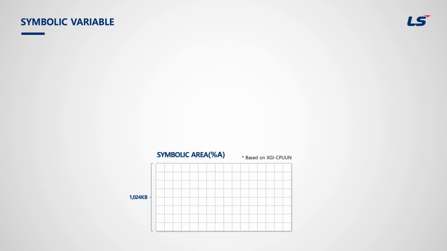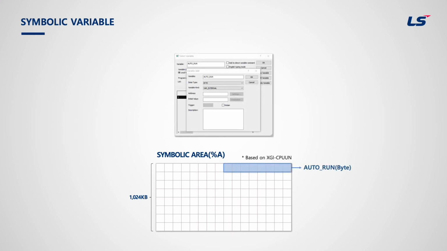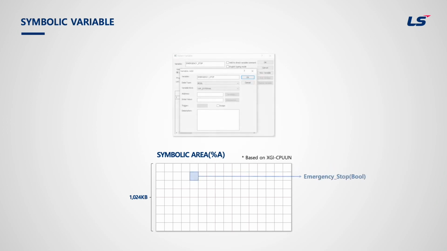Let's look at examples of symbolic variables. Add variable auto_run. Data type is first selected as byte, and if the address is not selected, it will be auto-allocated in symbolic area. Variable emergency_stop is also auto-allocated in A area as bool type.